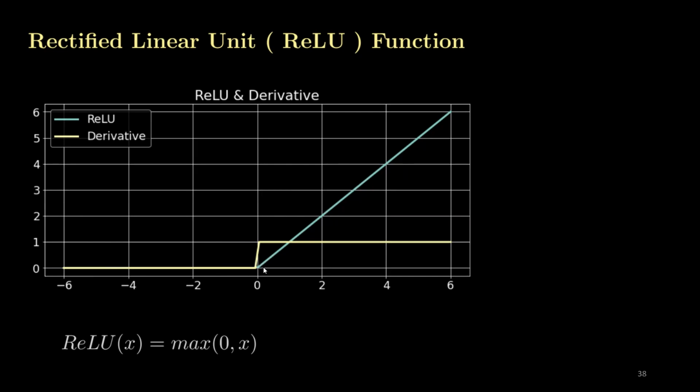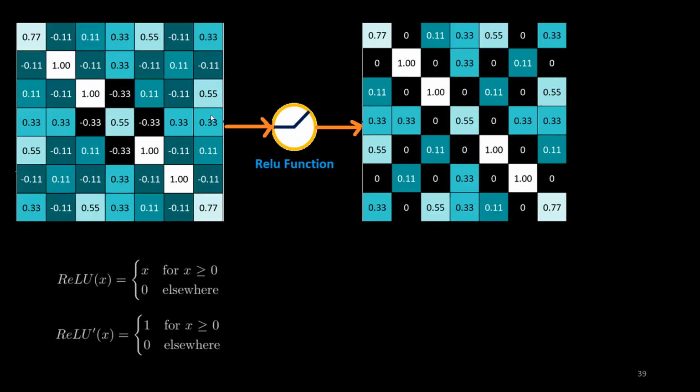There is a discontinuity at x equals 0. This discontinuity makes the ReLU function a non-linear function. Now, this is a ReLU function. We can see that if a negative value is passed through a ReLU function, it gives us a 0. But if a positive value is passed through a ReLU function, it preserves the positive value. So this is the advantage of a ReLU function.